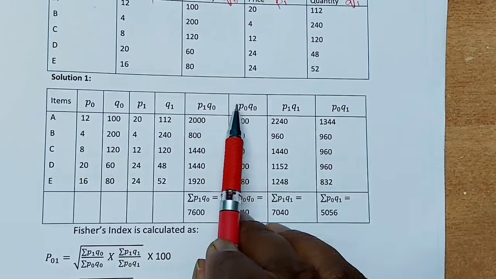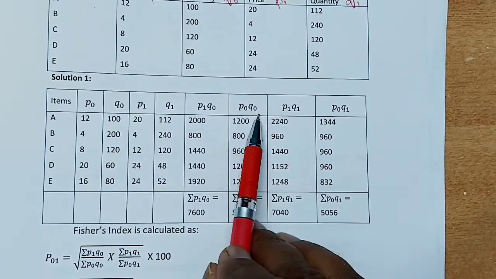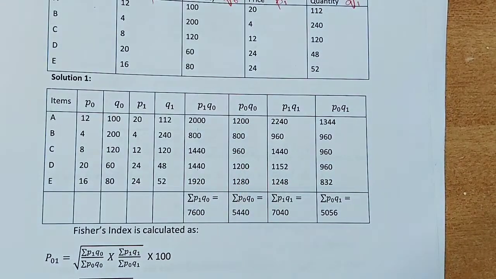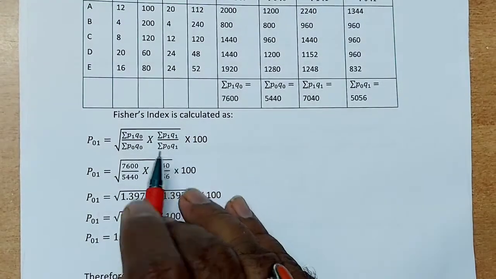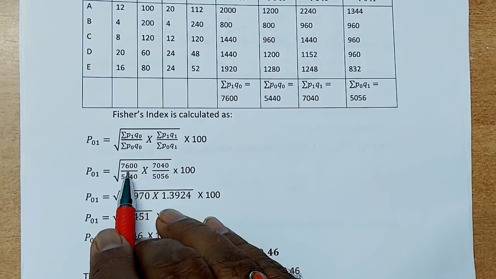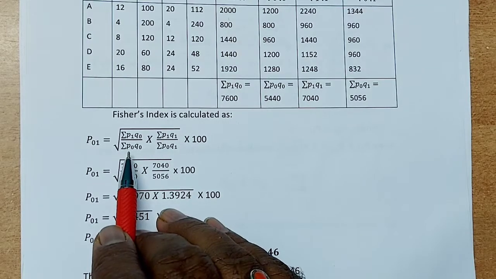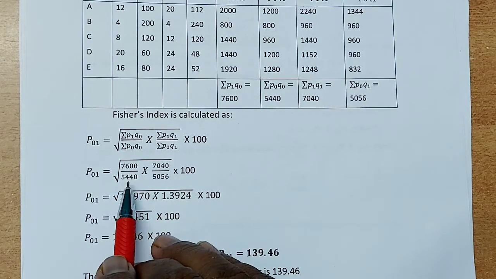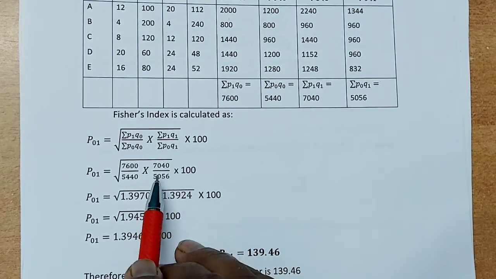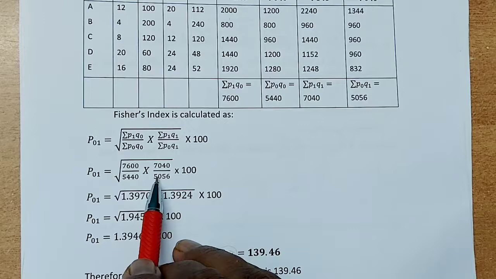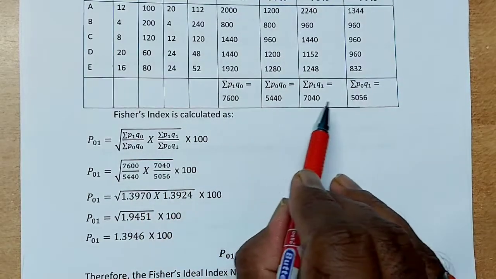Here we will multiply the prices and quantities of both base years. After obtaining all the required values, P1Q0 is equal to 7600, P0Q0 is equal to 5440, P1Q1 is 7040, and P0Q1 is 5056. All these values have been obtained in the table here.